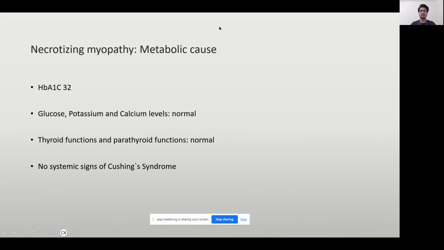We also sent some more tests to rule out a metabolic cause of this necrotizing autoimmune myopathy. We checked his diabetic profile; his HbA1c was 32, which was normal. His glucose, potassium, and calcium were normal. Thyroid and parathyroid functions were normal, and there were no systemic signs of Cushing's syndrome. So we now have limited answers about what the cause of this patient's necrotizing autoimmune myopathy could be.